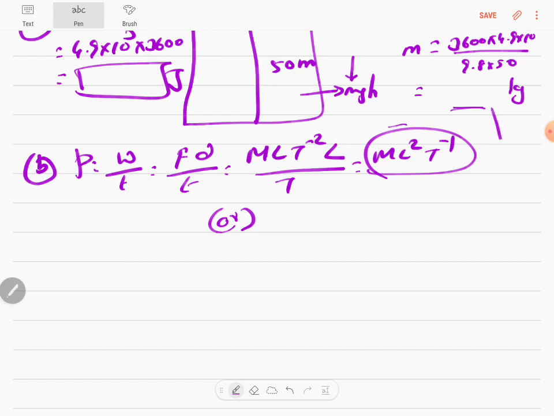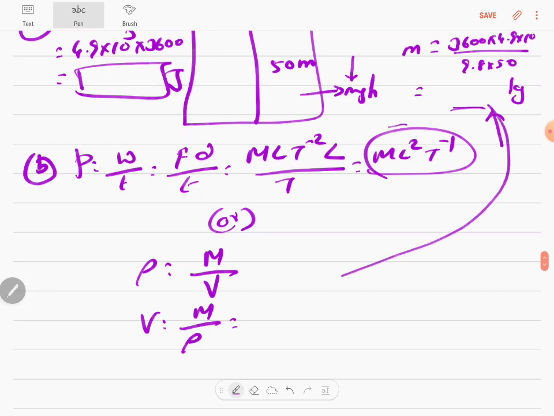You know the mass, and density is mass by volume. So volume, therefore, is mass by density. The mass is this calculated mass here, you can substitute. The density of water is 10 to the power 3 kg per meter cube. On doing this, you will get the volume of the water pumped out in 1 hour. I'll just show you the answer.